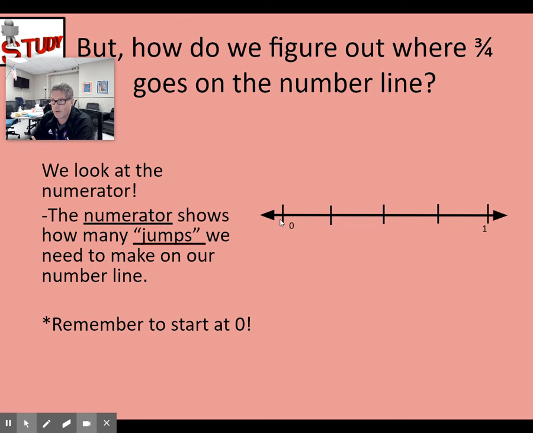So for 3/4, our numerator tells us we need to do 3 jumps. We start here and we go 1, 2, 3. And that shows us where 3/4 is.